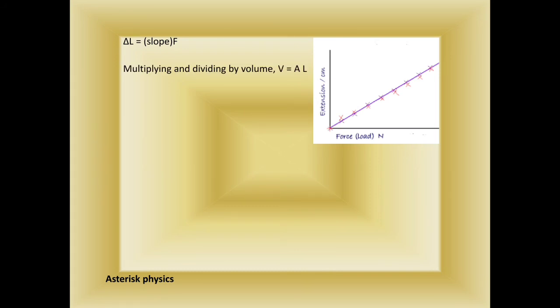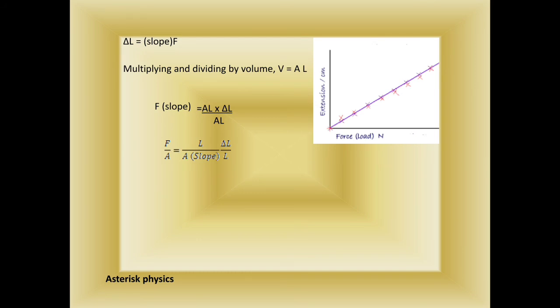Multiplying and dividing the above equation by volume. If A is the area of cross section of the wire and L is its original length, then its volume is A into L. When the wire is stretched under the effect of that stress, length increases but volume of that wire remains the same. So we get F into slope equals AL into delta L divided by AL. So AL is the volume, so dividing and multiplying by AL, there is no change in that equation. So F into slope is equal to AL into delta L divided by AL.